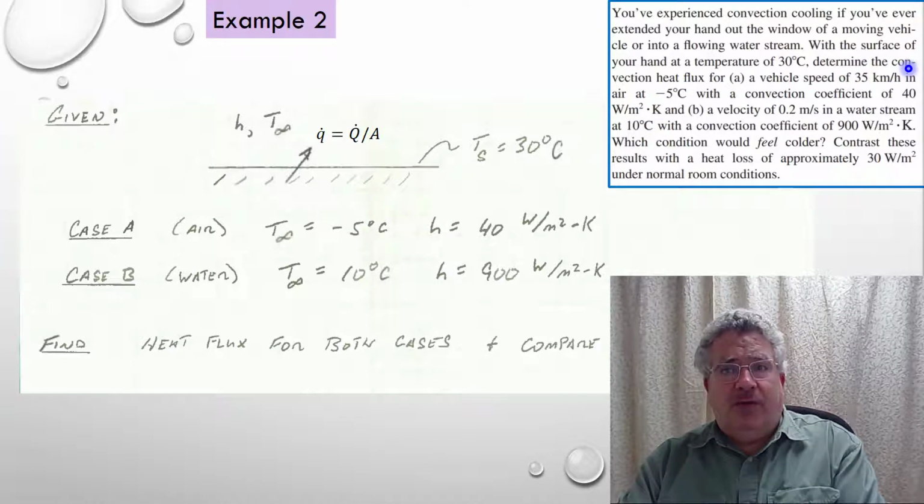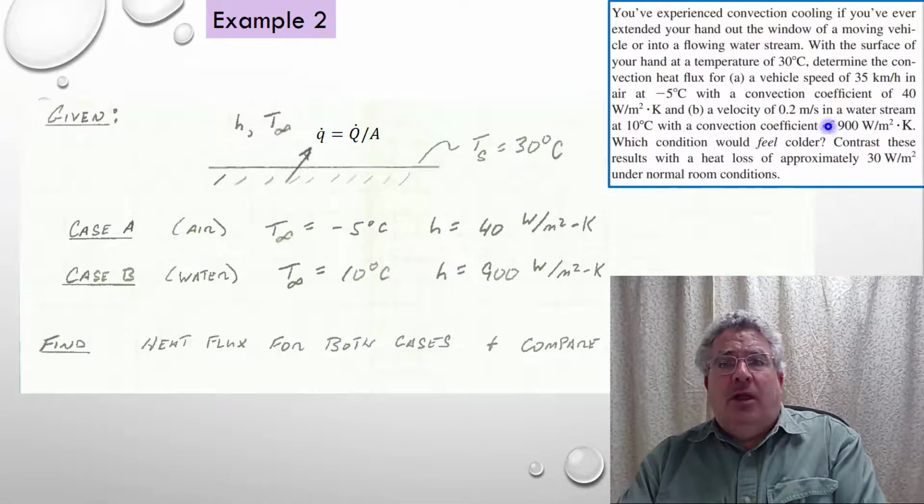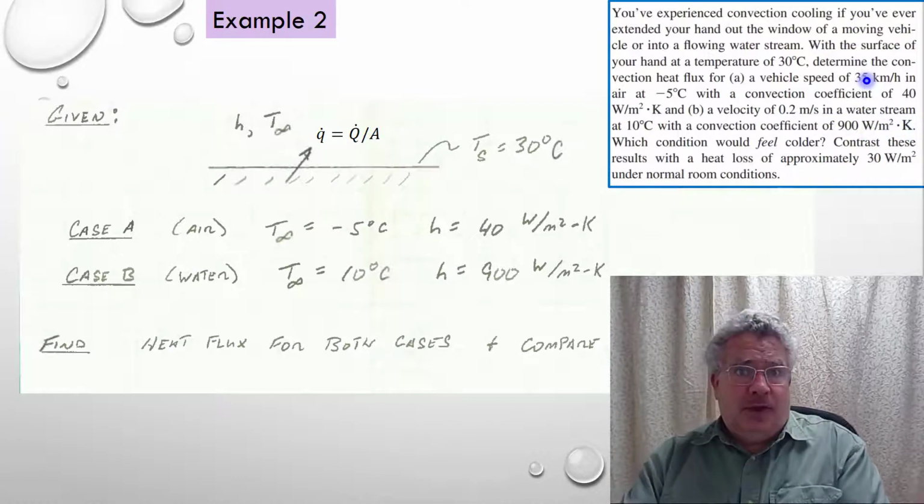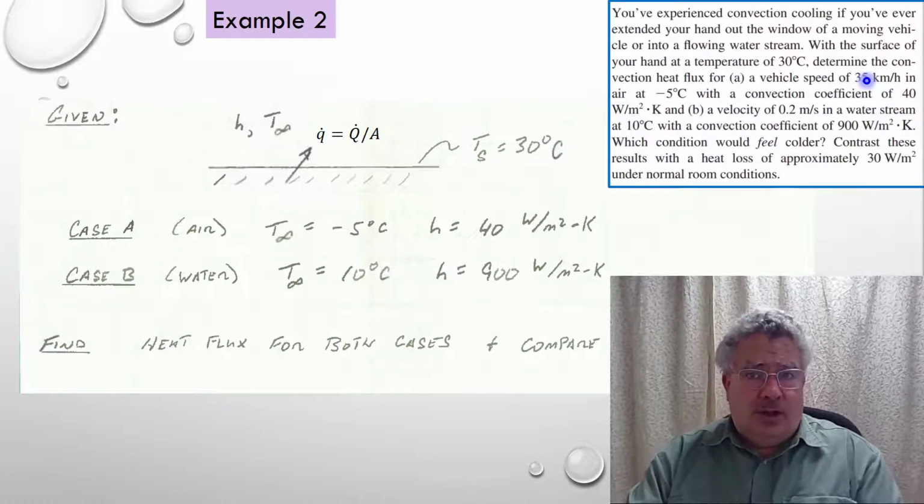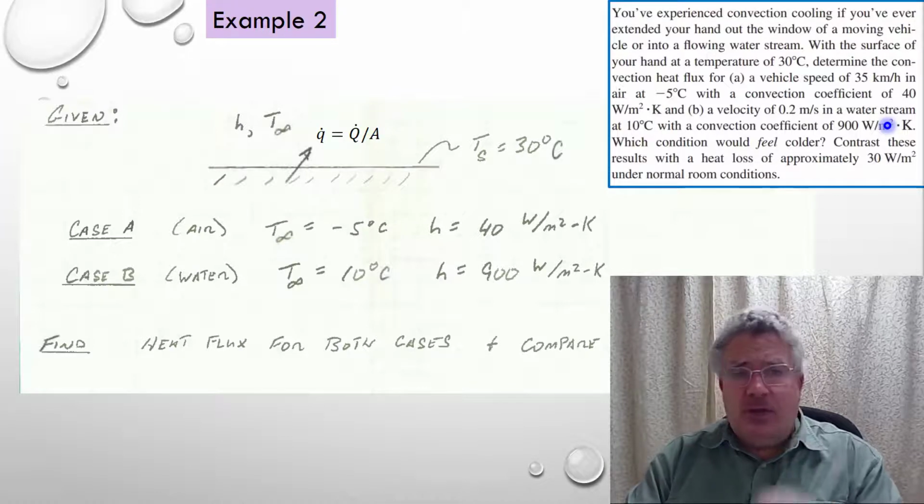So 35 kilometers an hour in air is going to produce a 40 watt per meter squared per Kelvin heat transfer coefficient. And same thing, 0.2 meters per second in water is going to produce this 900 watts per meter squared per Kelvin. And that's going to be the second portion of our class, the convection. We're essentially going to be figuring out how we develop those convection coefficients. But for now, they're given to us.